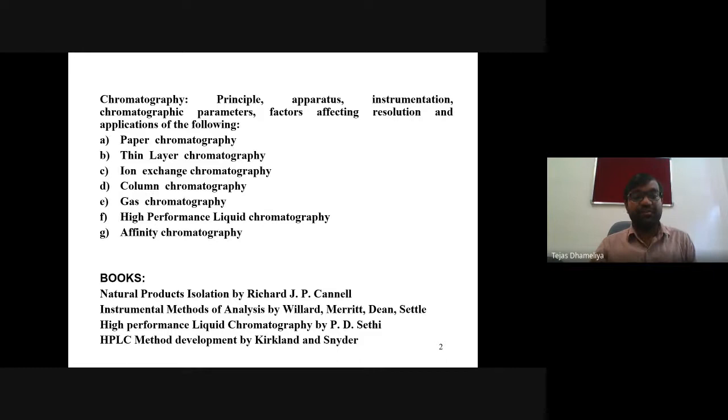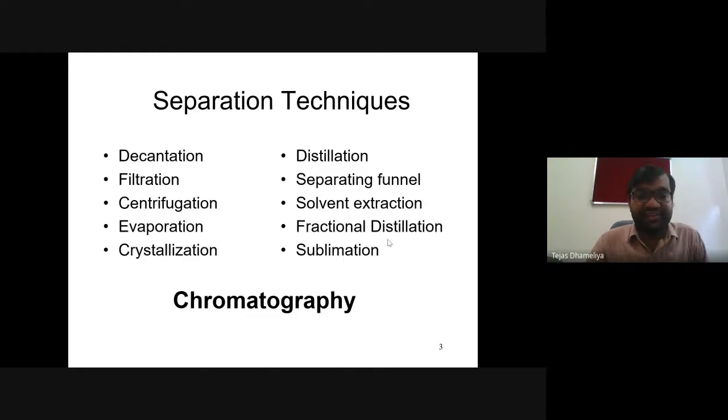These are the several books from which we can learn the other types of techniques. You can also go through these books. I will prefer that you go by Kanal or P.D. Sethi or some other reference books, which are available for your reference. Fine. Then the next concern is the separation techniques.